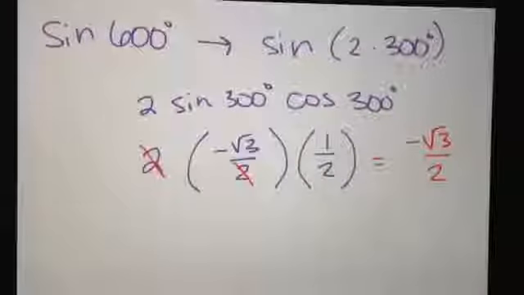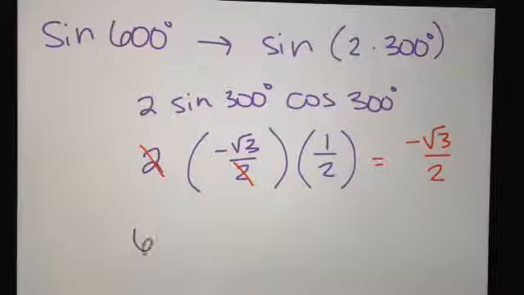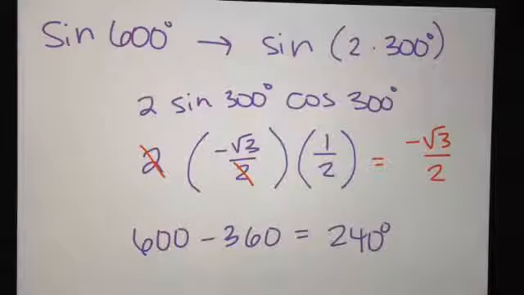So if you wanted to check your answer, you could say 600 minus 360 is 240 on the unit circle. And if you look to see what sine of 240 is, it is negative root 3 over 2, so you know you got the answer right. You could also plug sine 600 into your calculator and verify that that decimal matches the same decimal for negative root 3 over 2. So you have a few ways to check your work here.